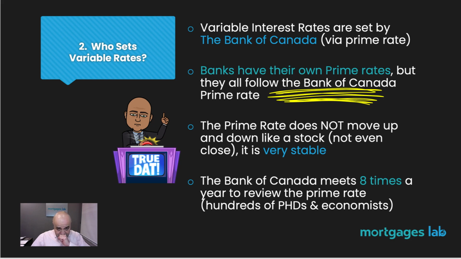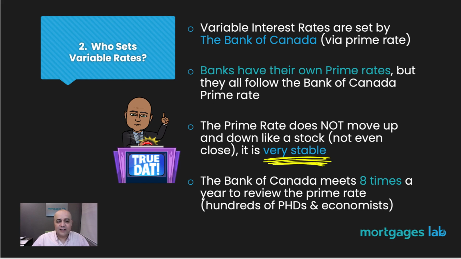Now, the prime rate does not move up and down like a stock. It's not even close. A stock moves up and down every hour, every couple of hours. The prime rate is totally different. It's very, very stable. The Bank of Canada meets only 8 times a year to review the prime rate. As I said, there are hundreds of PhDs and economists that review this. They review the economy and they decide if they move it up or down. In most cases, they leave it the way it is.